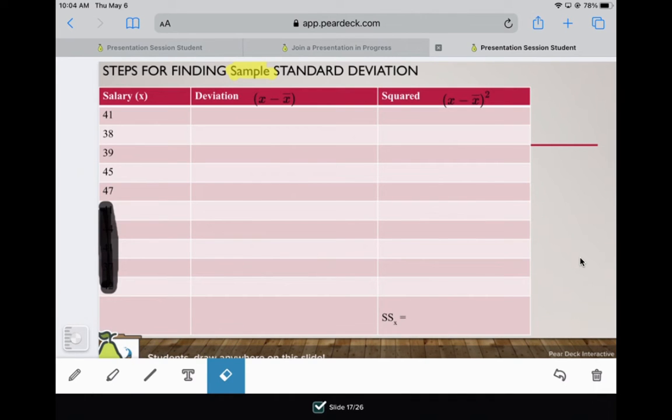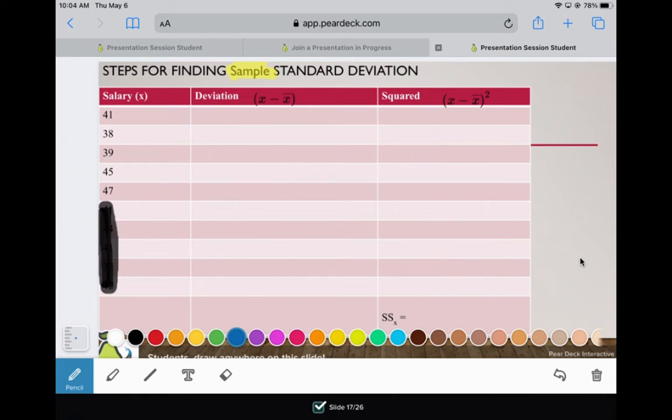So let's do 5. The keyword is sample, so step number 1 is still the same as the population standard deviation. Step number 1, I still want to find the average, which is the mean. So don't panic. The steps are just the same. The notation changes. So if you understand population standard deviation, it should be okay now. If you forgot population standard deviation, this should be a good review for you to remember the steps, okay?